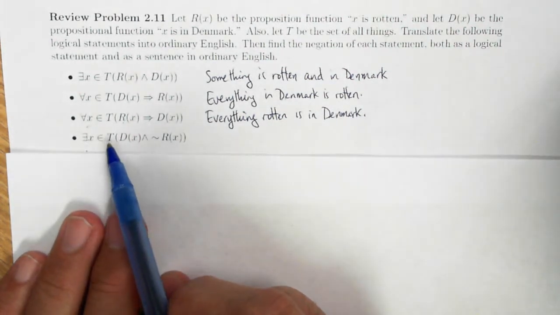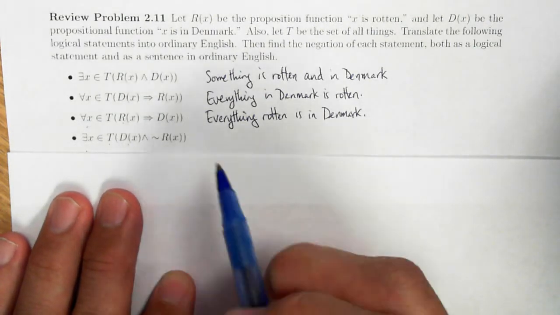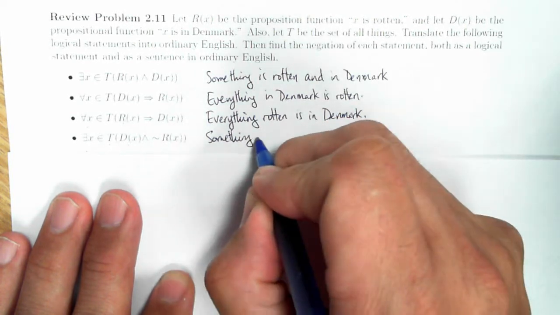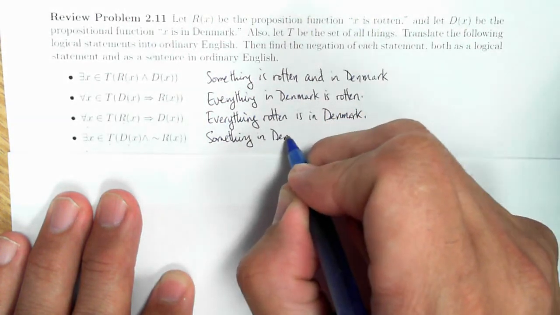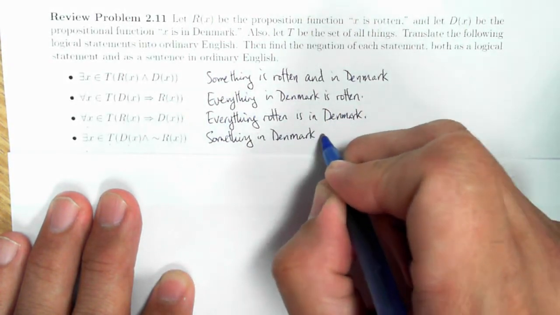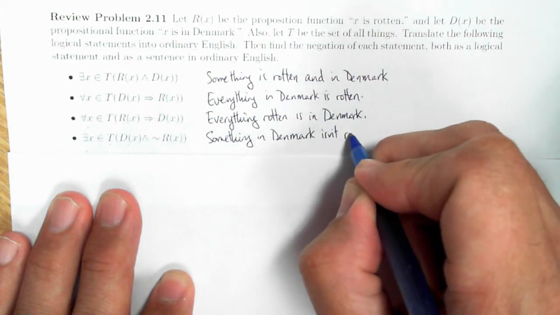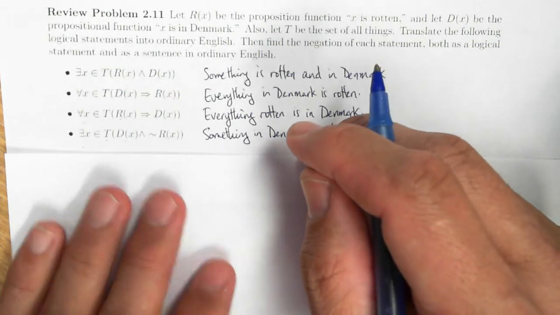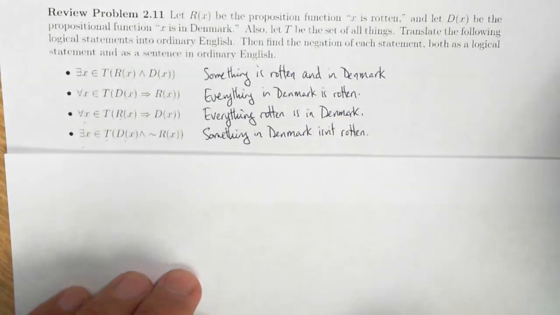There exists something that is in Denmark that is also not rotten. So something in Denmark isn't rotten. Okay, so that's the original statements. Now let's find the negations.